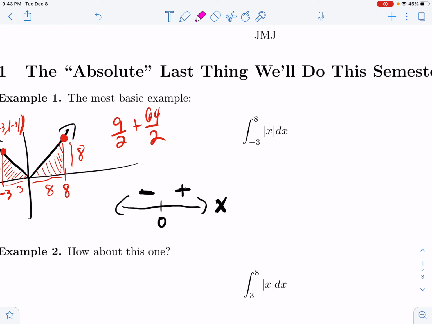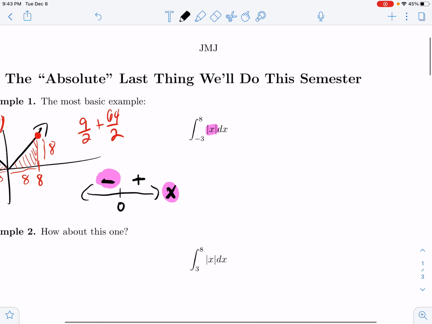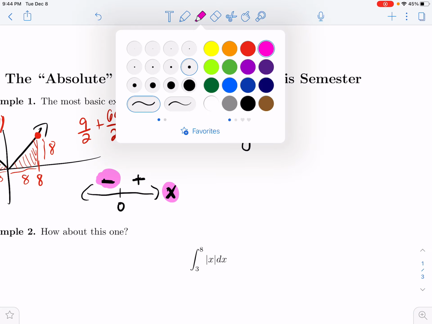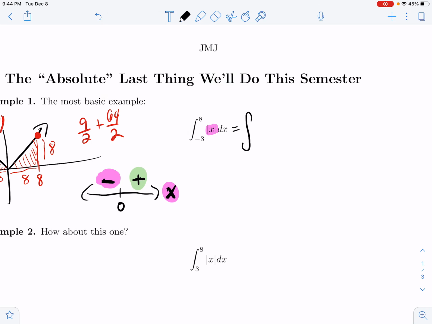So since we're putting this x into absolute value, the only things that change are the negatives, right? The positives stay the same. The negatives are the things that change. So I could write this instead as two different integrals. If I only care about the positive bit, maybe I'll highlight that in green, that's going to be the integral from 0 to 8, right? Here's the 8. And I'll get rid of the absolute value, x dx.